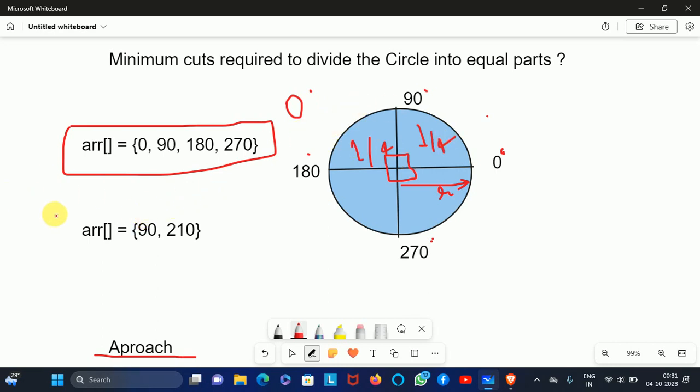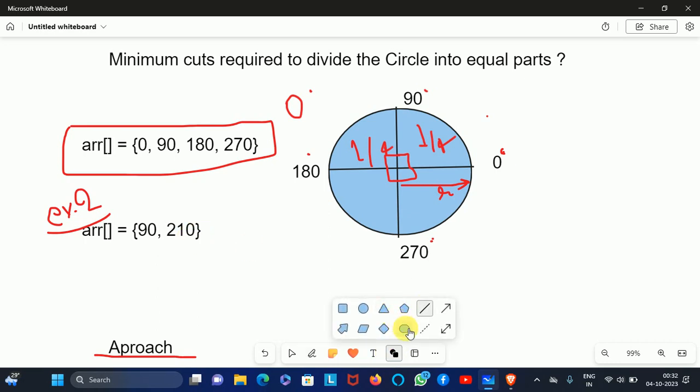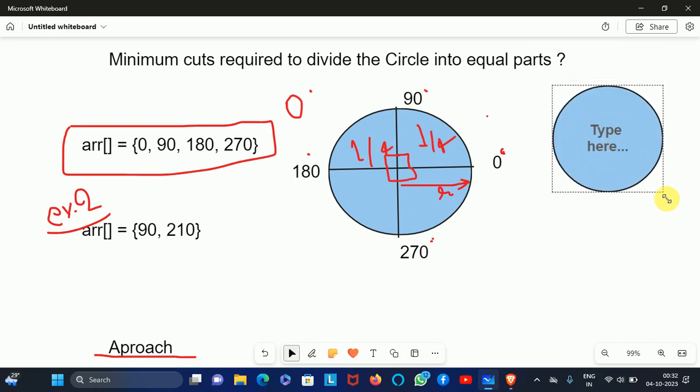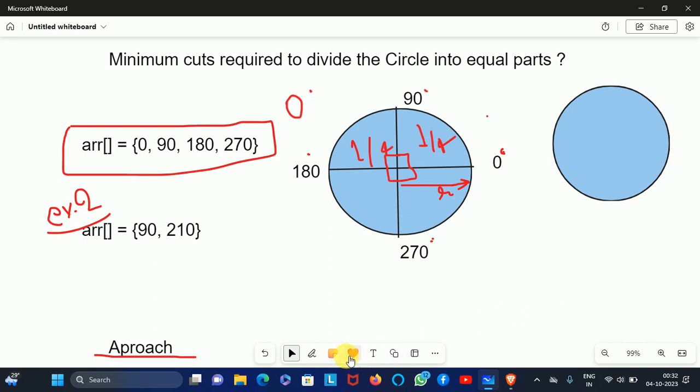This is example 1, and let's do example 2 also. This array has 90 and 210. So let's take this circle. I will just divide it into 4 parts so we can easily observe how many more cuts are required. We are given 90 and 210.